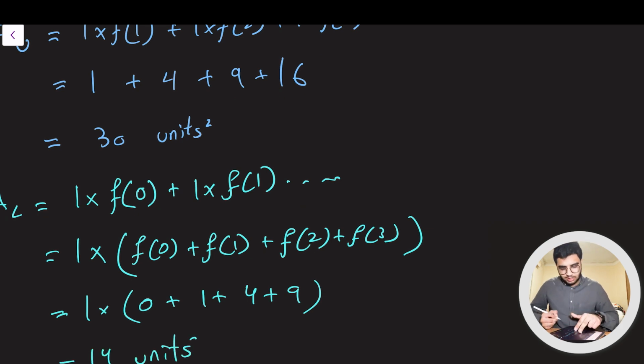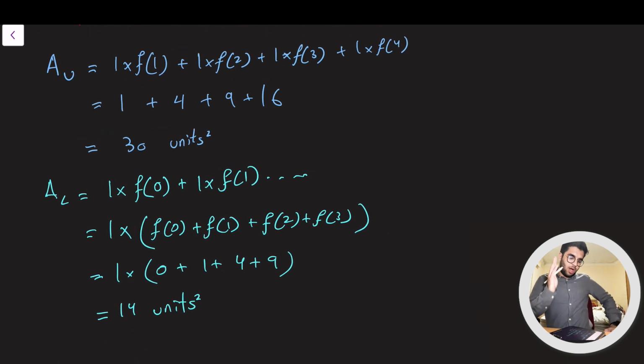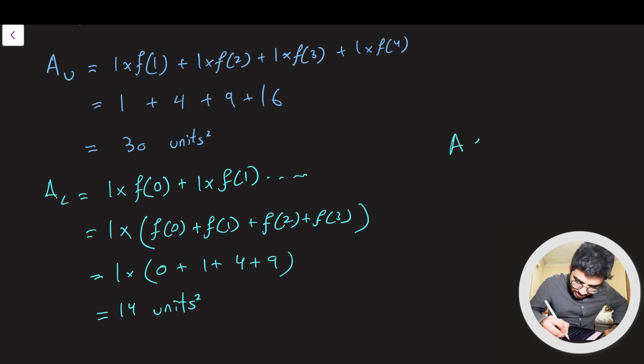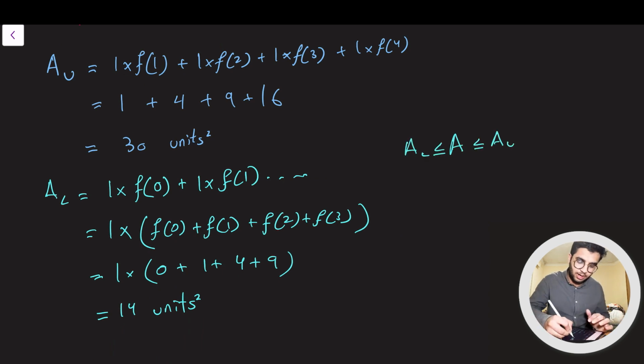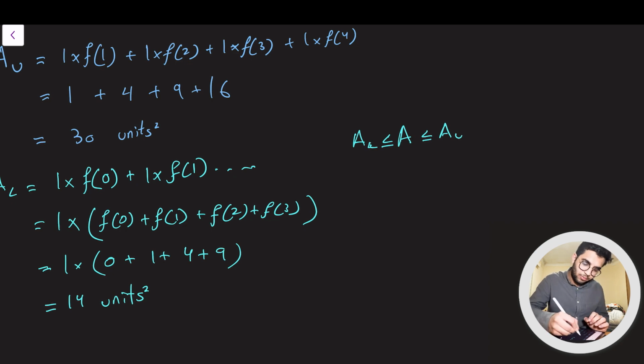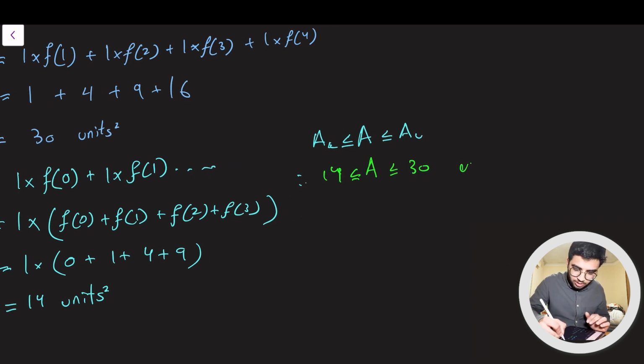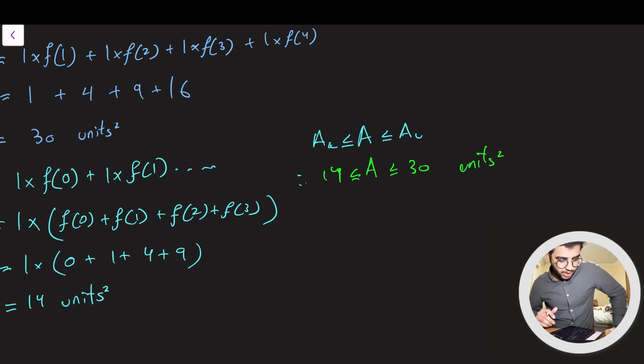And there you have it, as simple as that, your upper area and your lower area. So you say the area is less than upper, greater than lower. Therefore, your area is between 30 and 14 units squared. Okay, there you go.